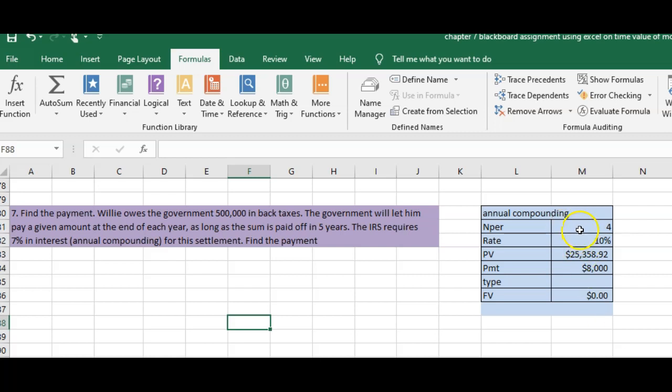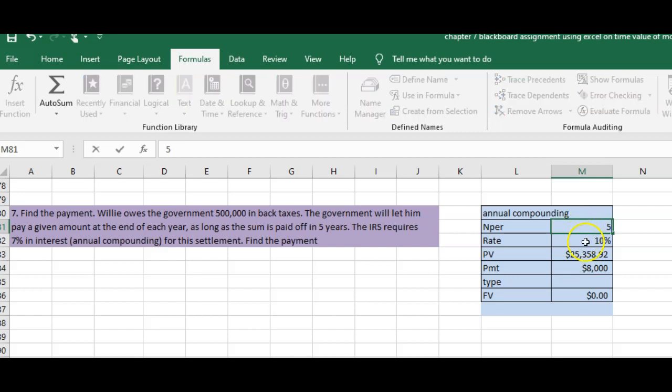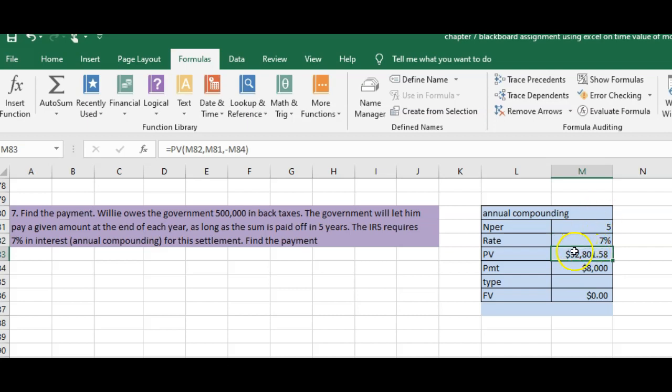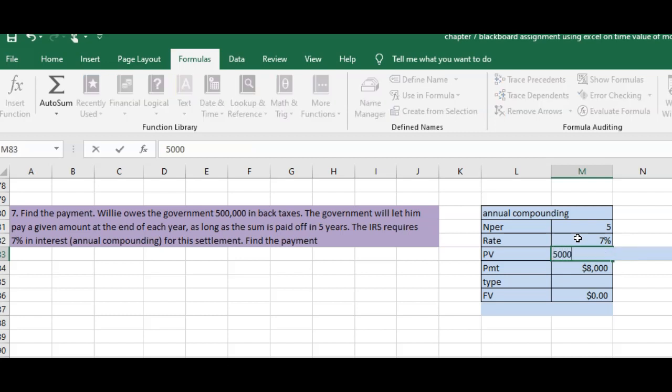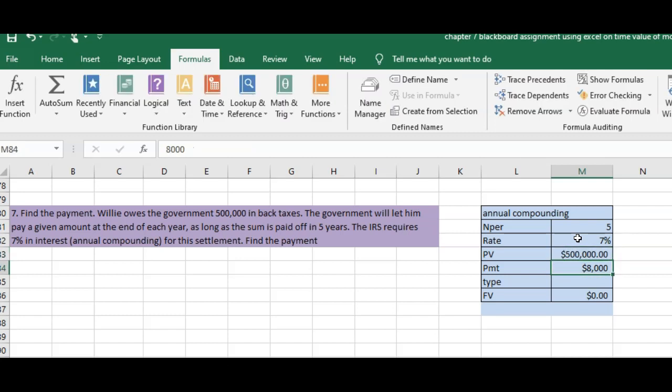First, we're going to plug in the right information here. We have how many years? 5. And the rate, we said the government is charging 7% interest. The present value is what he owes today, so I'm going to type in 500,000. The payment is what we're solving for, the type I'm going to leave blank, and future value will be 0. He won't owe anything at the end of the 5 years.